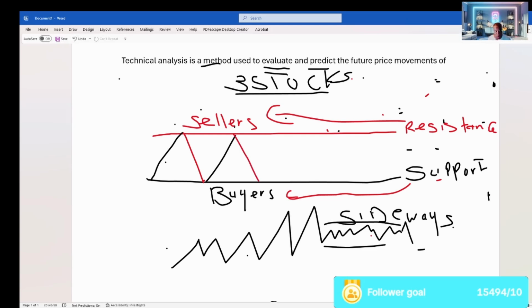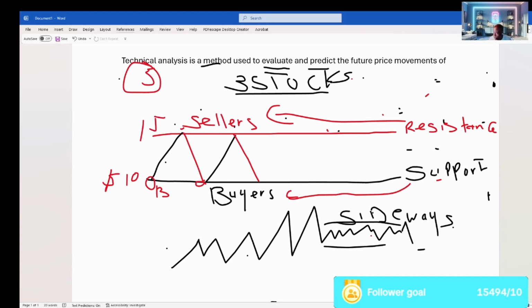So you, as a buyer, wait there. That's your place. You buy. And then you become a seller, and you sell here. That's your place. You buy at $10, you sell at $15. You make $5. And then you wait for it to come back.